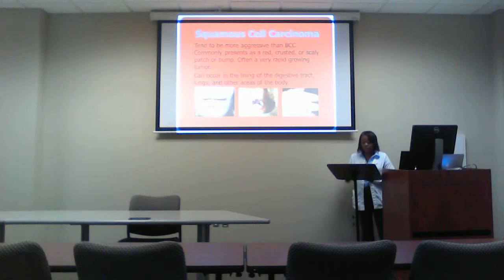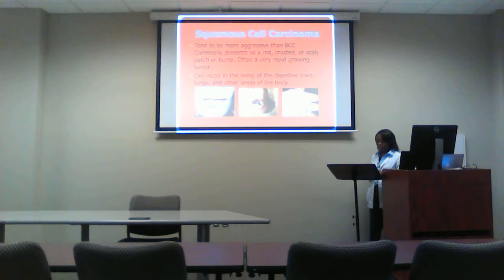Squamous cell carcinoma is far more aggressive than basal cell carcinoma. It commonly presents as a red, crusted, or scaly patch or bump, often a very rapidly growing tumor. It can occur in the lining of the digestive tract, lungs, and other areas of the body.